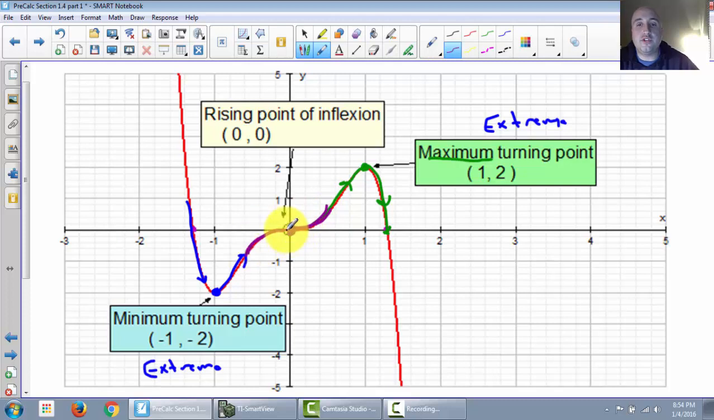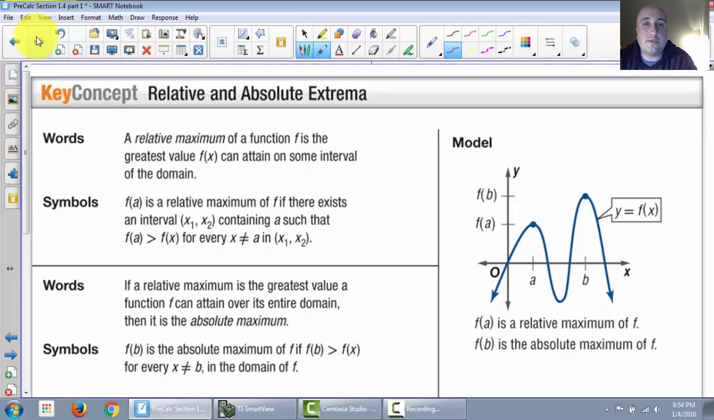Or it could be vice versa. It could be bent upwards and then it changes bent downwards. So a point of inflection is where it's kind of like a parabola broken in half. Okay, so those are the two most important vocab terms in this section. All right, so now we're going to talk more about these maximums and minimums.